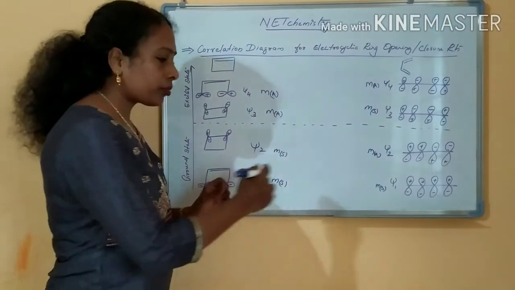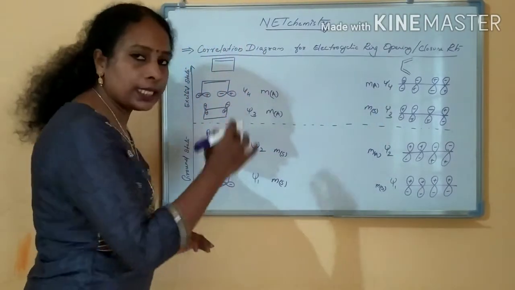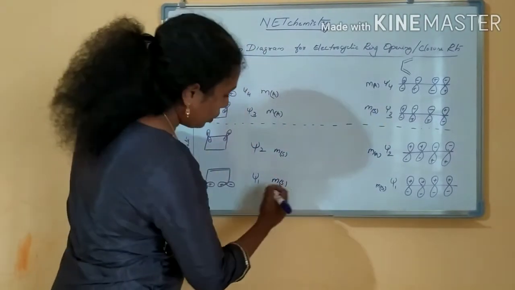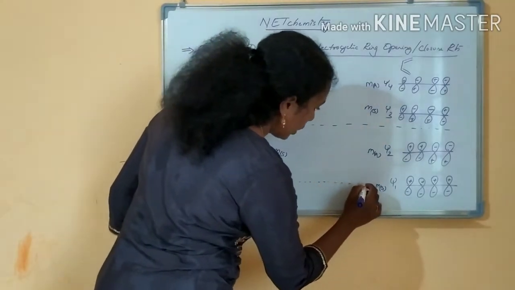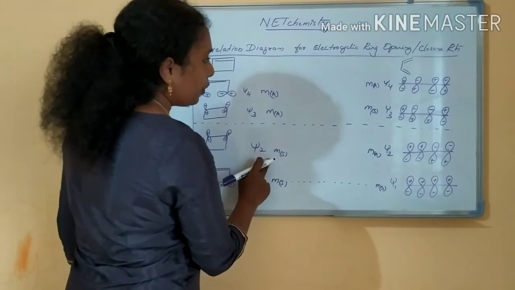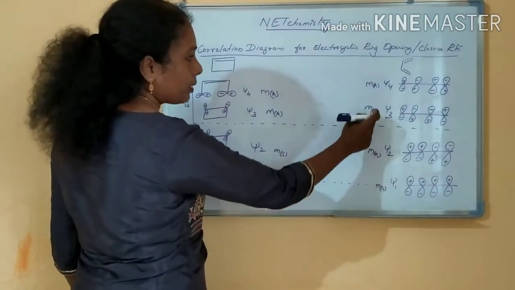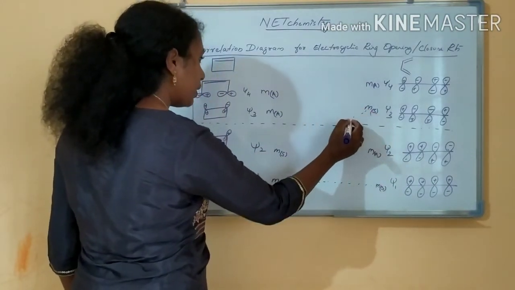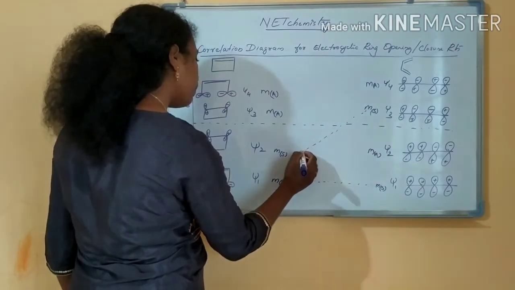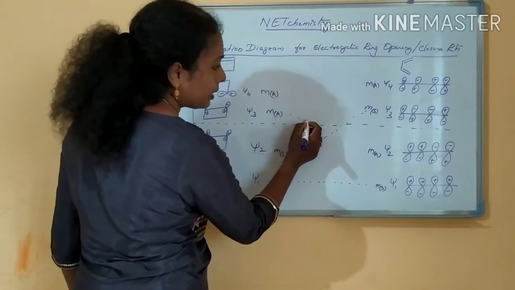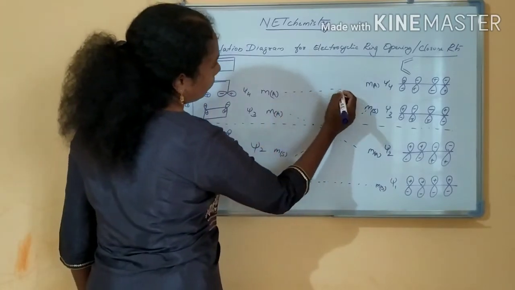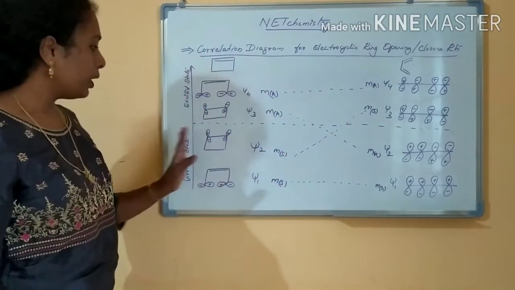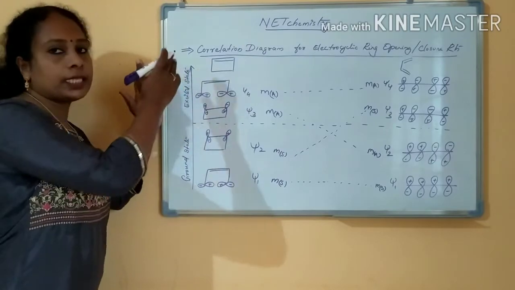Now we will match these orbitals. This is the correlation method. Psi 1 is mirror plane symmetric, so this will match like this. Psi 2 is mirror symmetric here and anti-symmetric here, so the mirror plane symmetry will be like this. And here it is anti-symmetric. This is the way. So this is the ground state and this is the excited state.